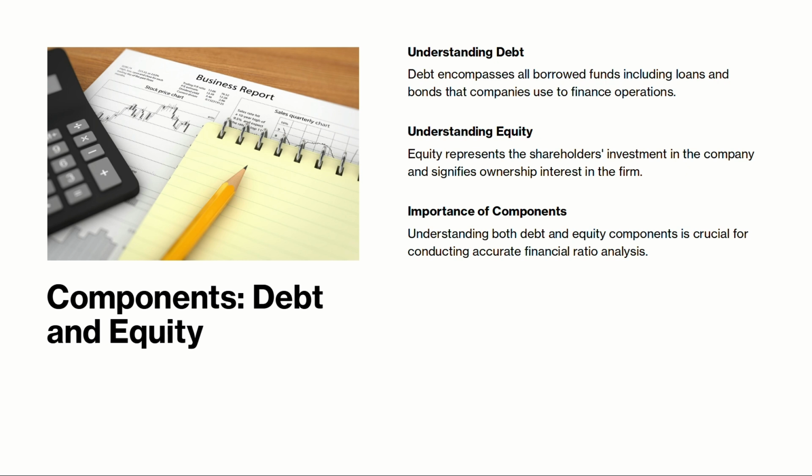Components: debt and equity. Understanding debt. Debt encompasses all borrowed funds, including loans and bonds that companies use to finance operations. Understanding equity. Equity represents the shareholders' investment in the company and signifies ownership interest in the firm. Importance of components. Understanding both debt and equity components is critical for conducting accurate financial ratio analysis.